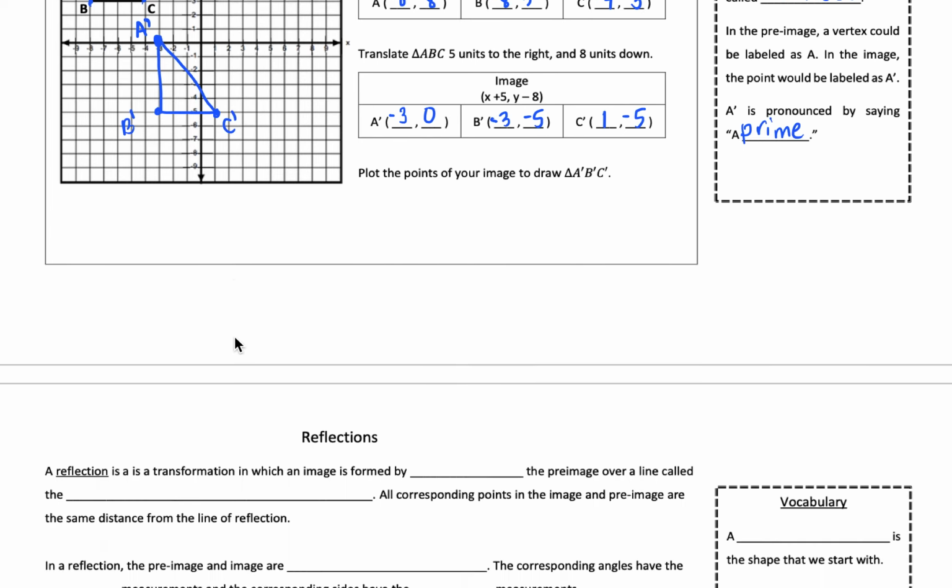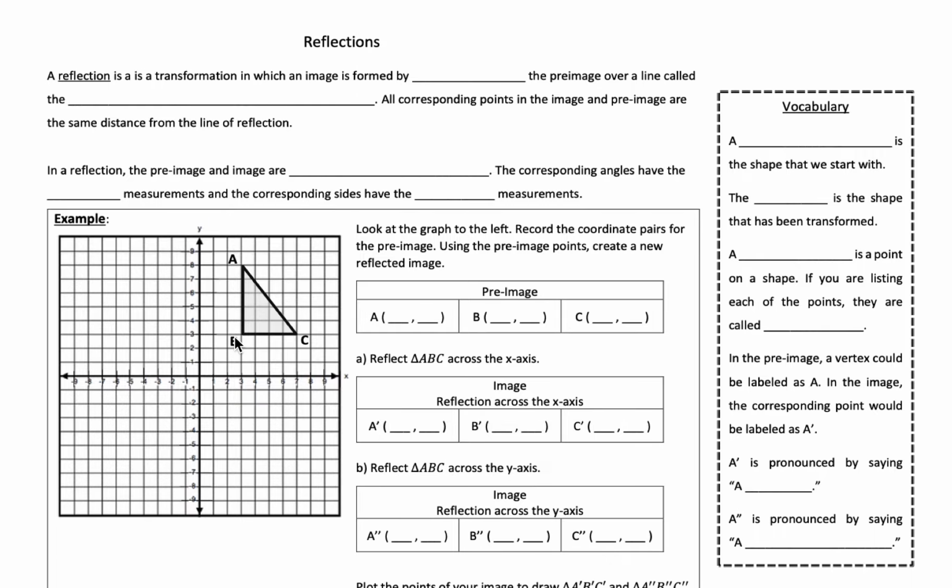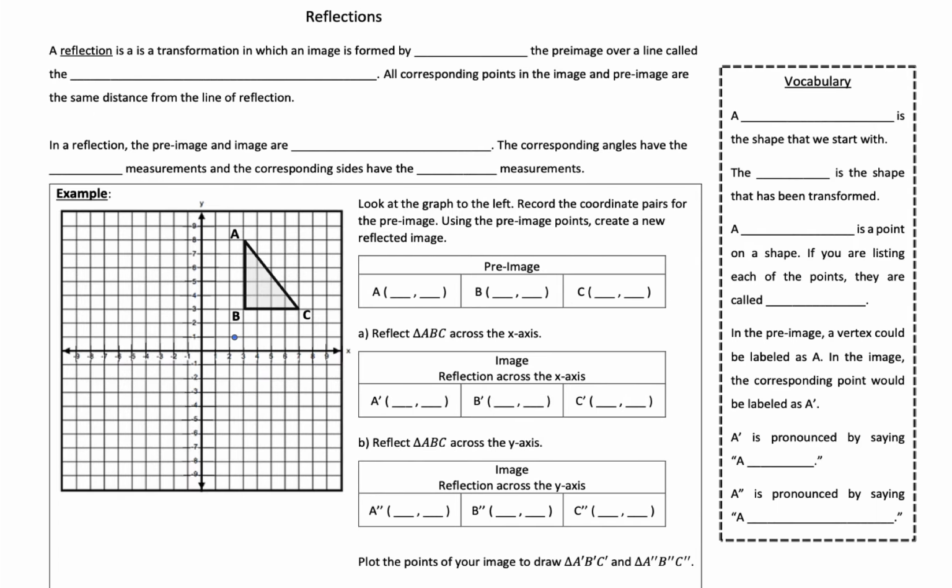Turn to the back of your notes, and we're going to look at reflections next. So a reflection, you've probably heard that word when you're talking about maybe looking at a reflection in a mirror. The vocab that we talked about on the front for transformations in general is going to apply for reflections as well. So again, just as a reminder, a pre-image is the image that we start with. The image is the shape that's been transformed.